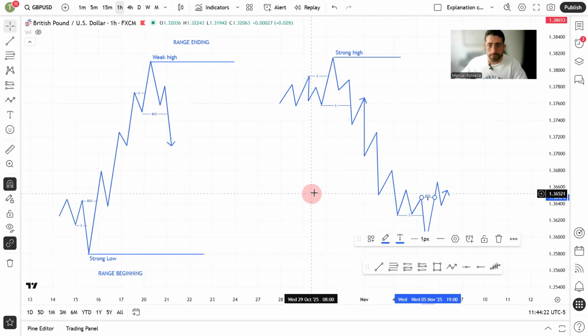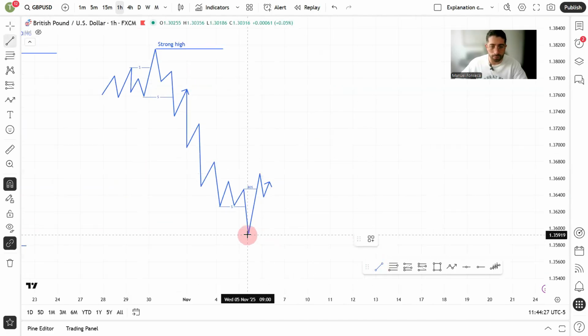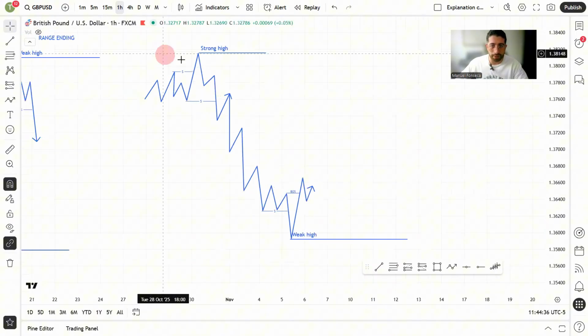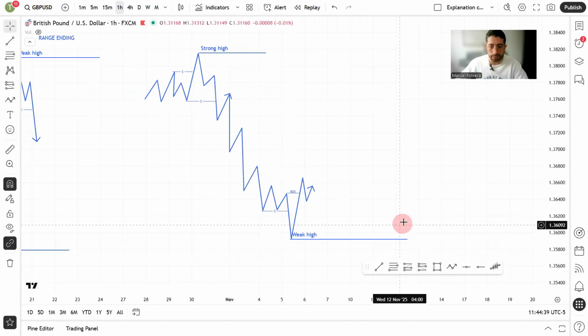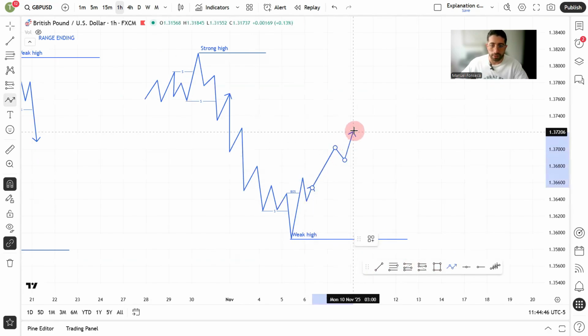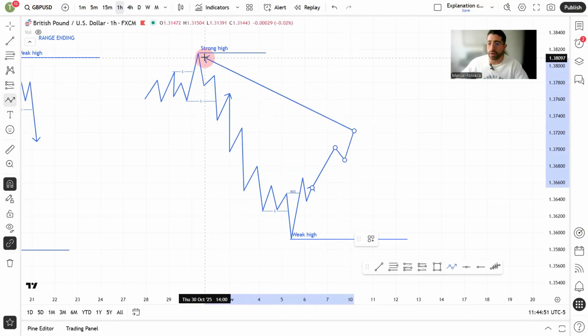And now the question is, this low will become a weak low, right? Not a strong low, weak. Why is that? Simple, because we're still in a bearish range, or I mean a bearish trend. What is the meaning of that? The price may go up, right here. But we will count it as an end of a range or a market shift once the strong high is broken.